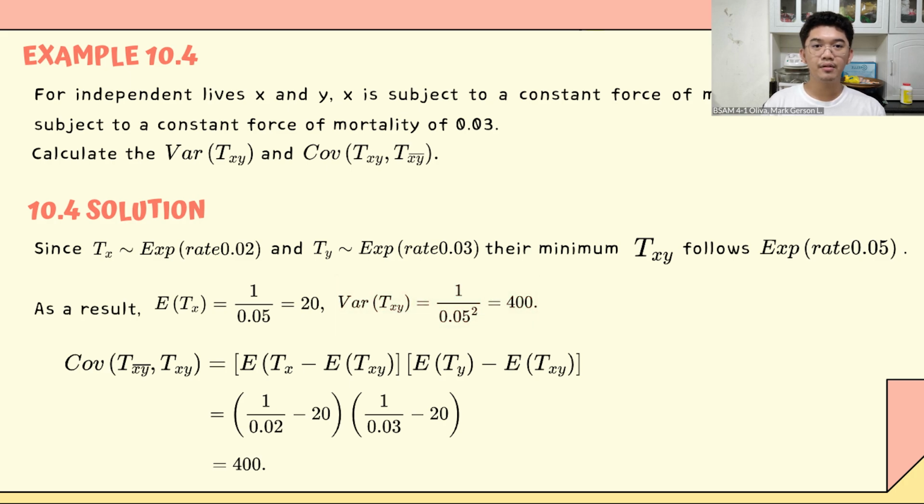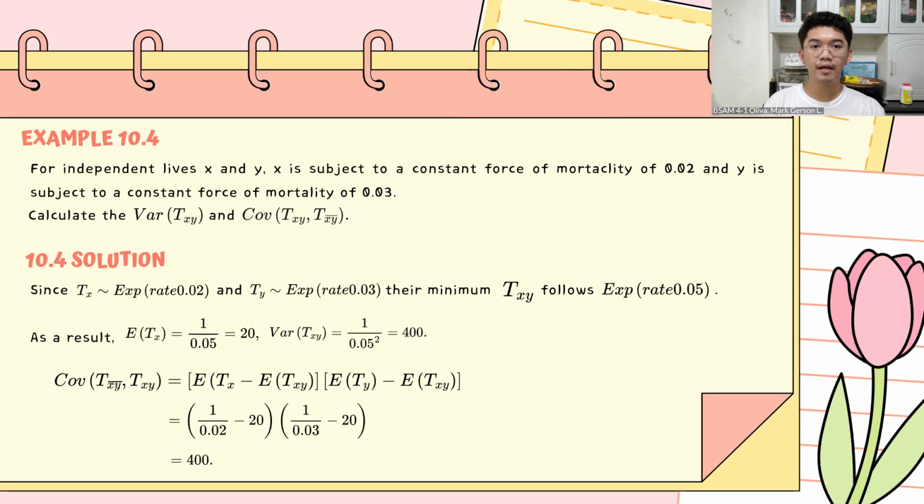The variance is simply the square of the inverse rate, which gives us 400. For the covariance, we use the formula that relates the individual life expectancies to the joint expectation. Plugging in the values, we again get 400. So, both variance and covariance turn out to be the same in this case, which makes sense because the formula accounts for how the lifetimes interact.